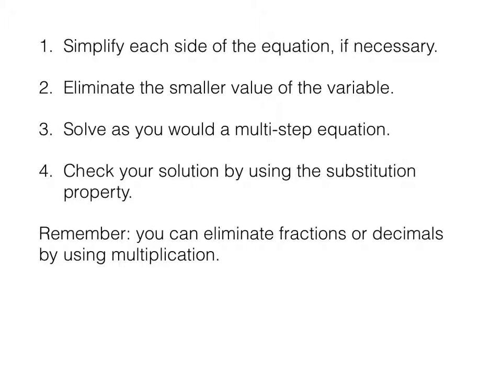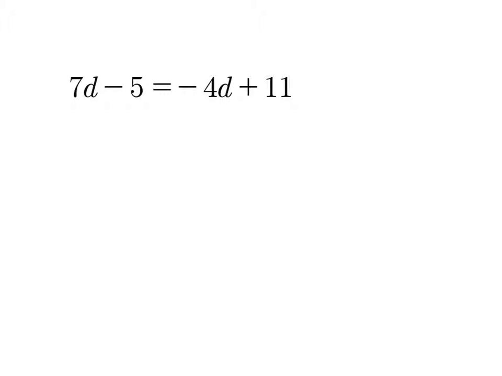Let's try some problems. Okay, 7d minus 5 equals negative 4d plus 11. So we have variables on both sides, and we have two values. You have 7d and you have negative 4d. Negative 4d is indeed the smaller one.